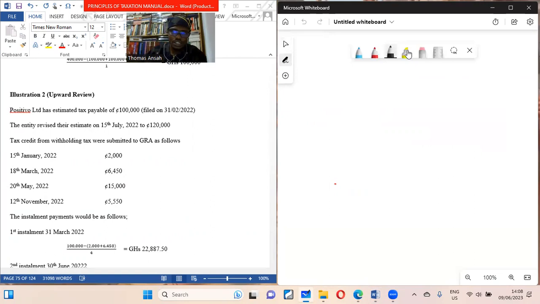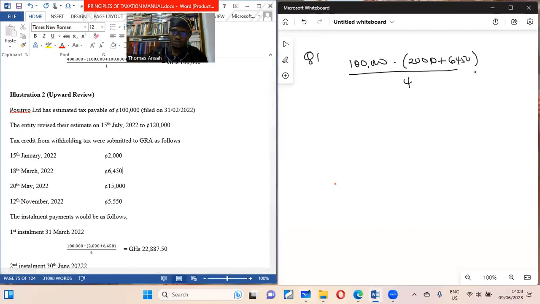So Q1 will be the 100,000. Did he pay anything in Q1? We have 1 and 2. So you minus 2,000, plus 6,450, all over 4. That is what you see here. So when you do that, you have 22,887.5. So that is what you see.